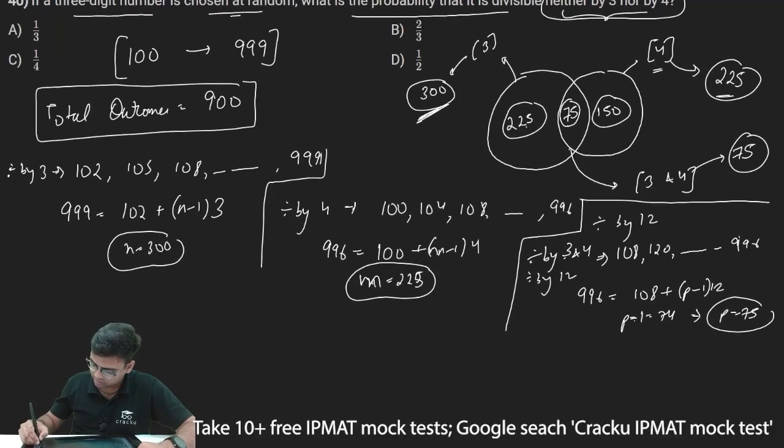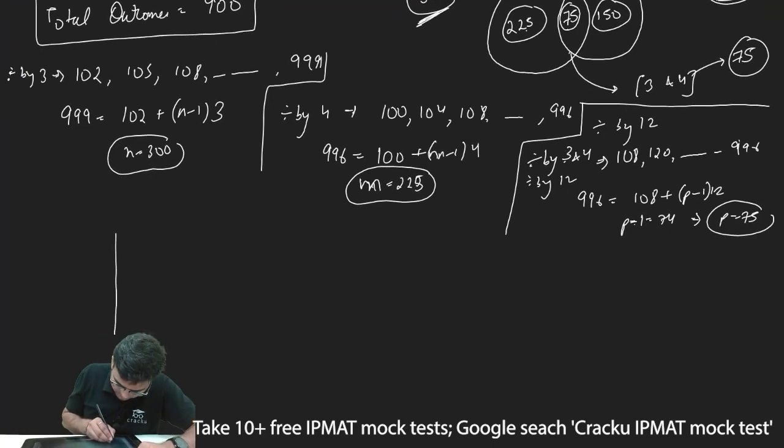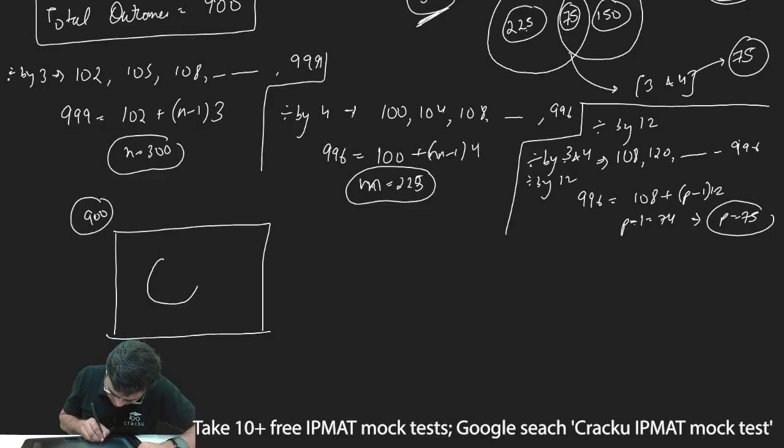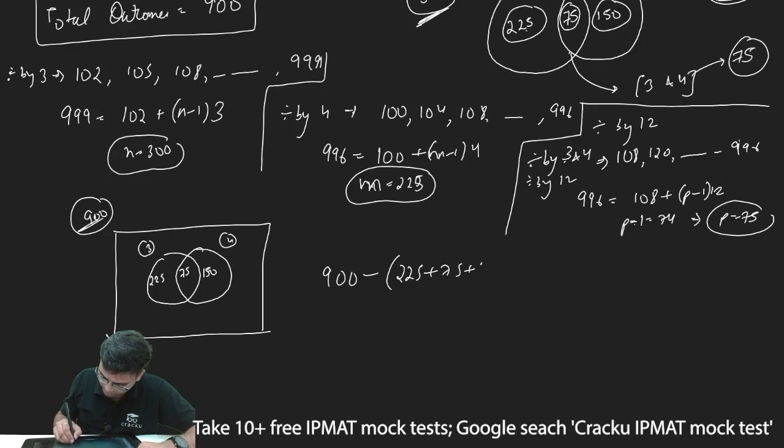Therefore, if I draw this Venn diagram again, this is my entire data set of 3-digit natural numbers, which is 900. Now these are 2 circles, divisible by 3 and divisible by 4. There are 225 numbers which are divisible by 3 only, 75 which are divisible by both 3 and 4, and 150 numbers which are divisible by only 4. Remaining of these 900, so 900 minus (225 plus 75 plus 150), is equal to 450.